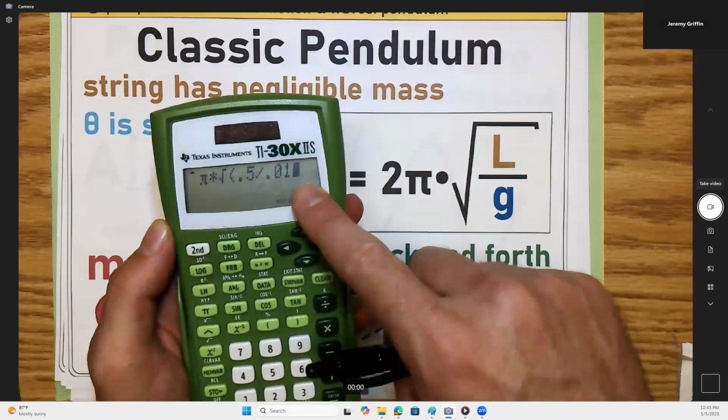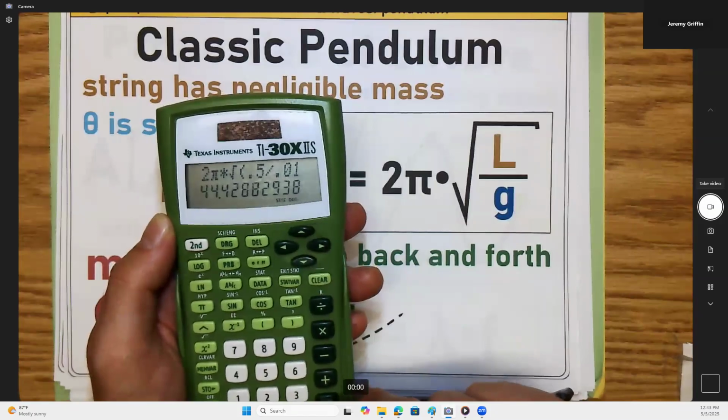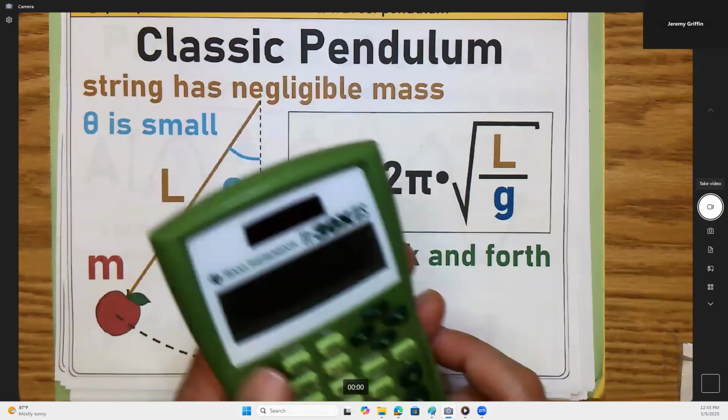Let's divide by 0.01 meters per second squared. So you're on some little tiny asteroid somewhere. How much time would it take to swing back and forth? It would take 44 seconds. Ooh, that's a long time.